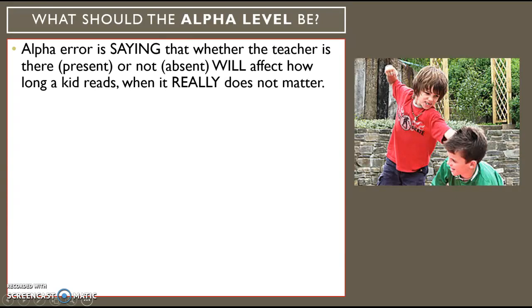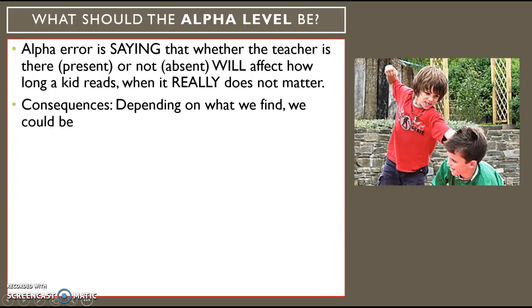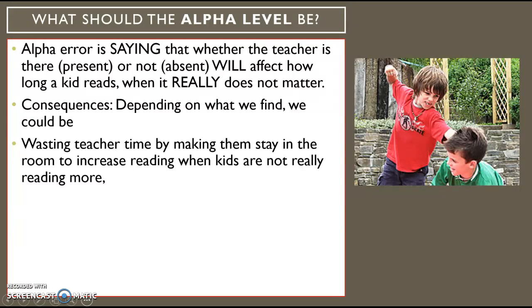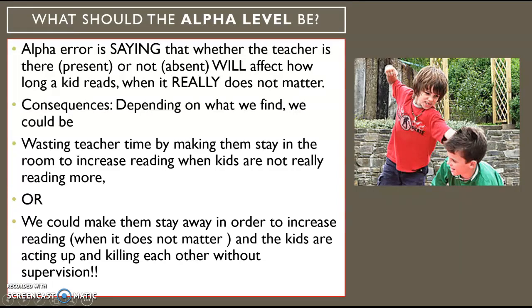So an alpha error would be saying that teachers present or absent is going to affect how long a kid reads when it really doesn't. That's what the error is, that we're saying one thing and that's really not true. Well, depending on what we find, we could be wasting the teacher's time by saying, yeah, you have to stay in the room because the kids will read longer, and it really isn't making them read longer at all. Or we could make them stay out of the room because we say, hey, when you're out of the room, they're going to read longer, when they really don't. And meanwhile, kids are getting into all kinds of trouble and acting up, and that just sounds like a bad thing. So we might want to avoid an alpha error and set it at 0.01.